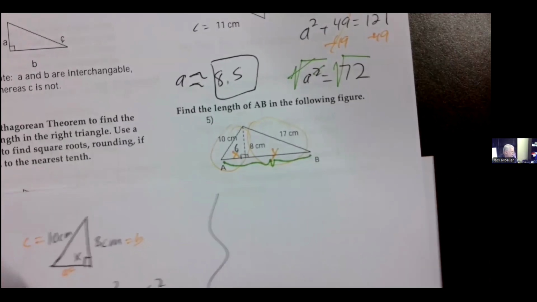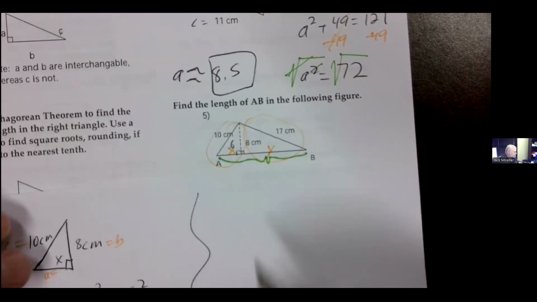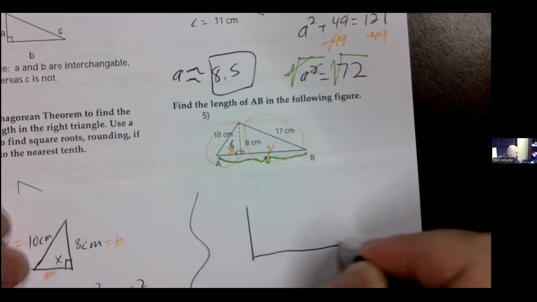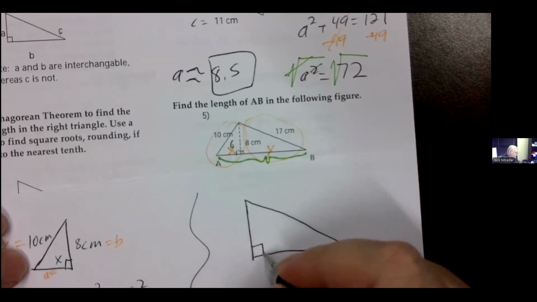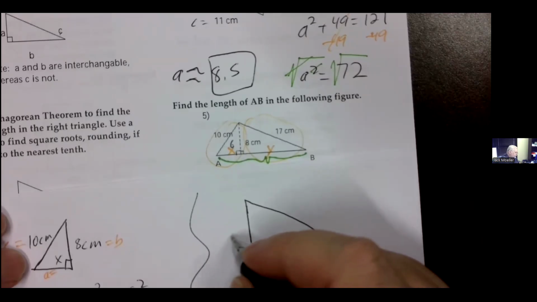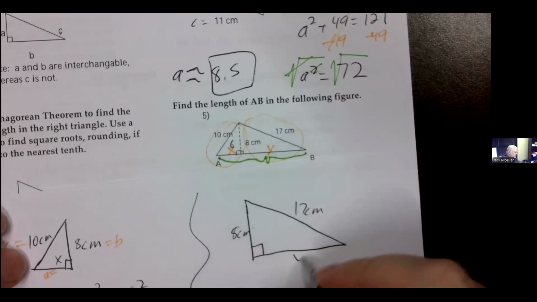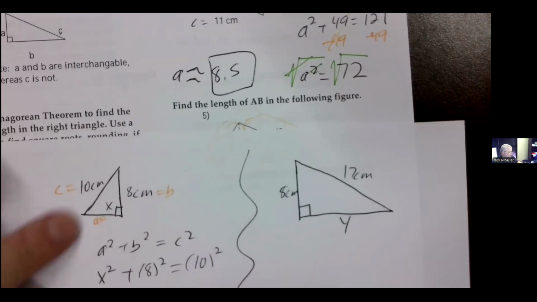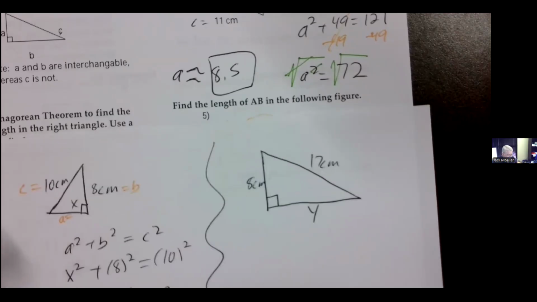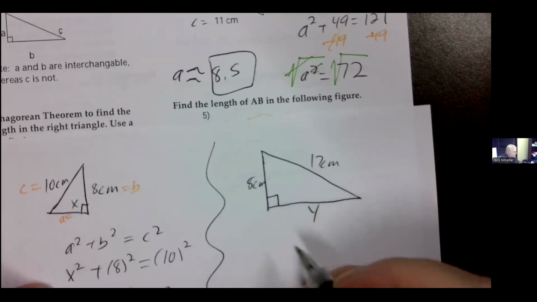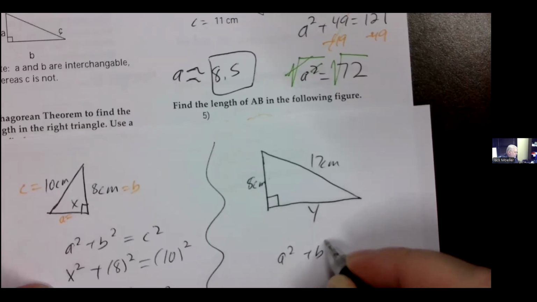So what about the other triangle? Okay, so now let's redraw that one. So we know this is 8 centimeters. That is 17 centimeters. And we don't know that, so I'm going to call it y just to differentiate it from the x. All right, so we have a missing side of a right triangle. So we're doing the Pythagorean theorem.